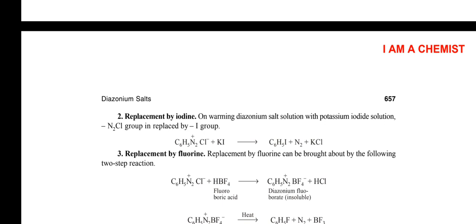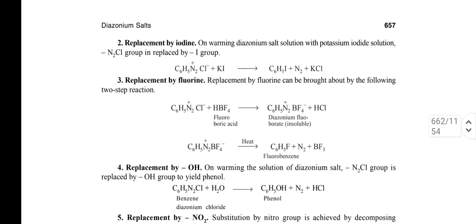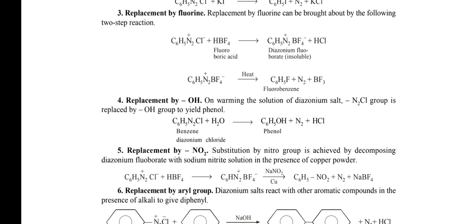Number 3. Replacement by fluorine. Replacement by fluorine can be brought about by the following two steps. Benzene diazonium chloride plus fluoroboric acid changes into diazonium fluoroborate plus HCl.